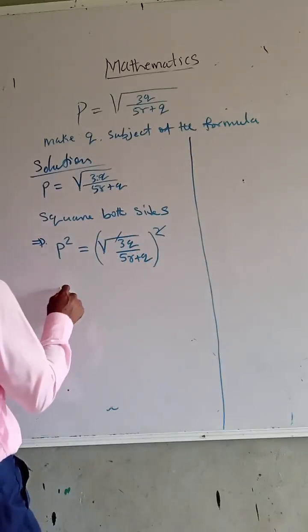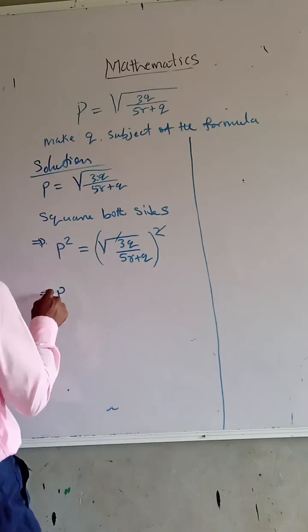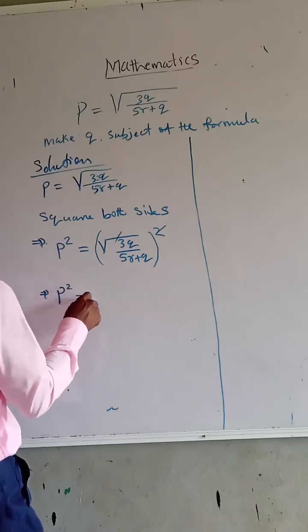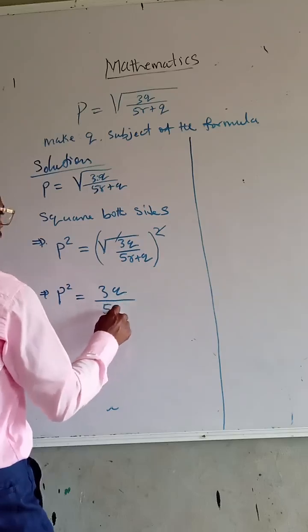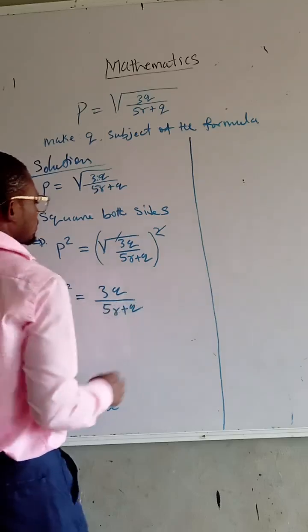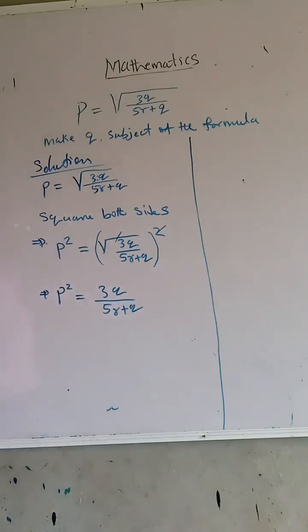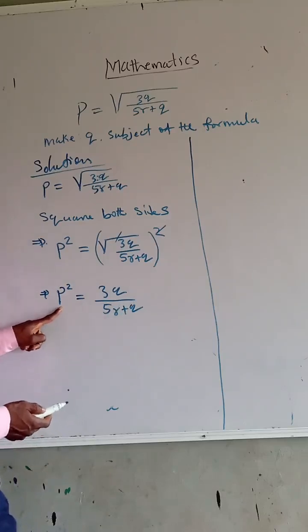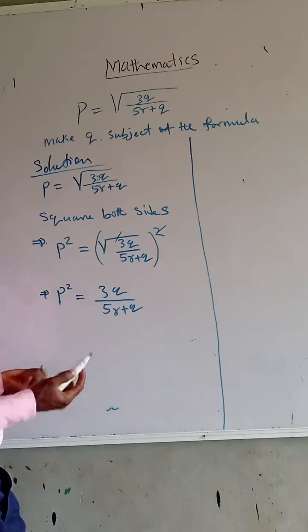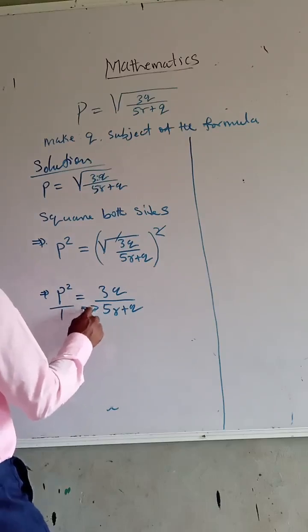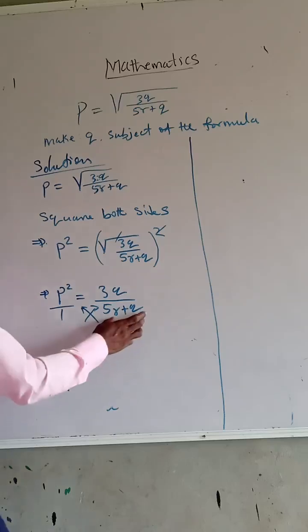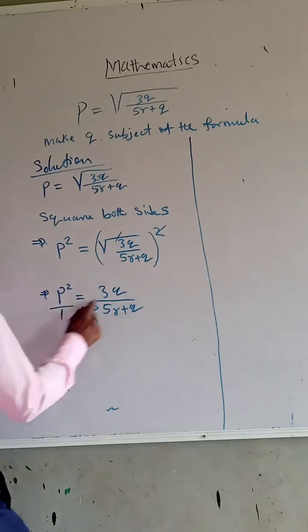Then we will now be left with p raised to power 2 equals 3q over 5r plus q. Alright. So now let's cross multiply. We will cross multiply. Let me make this left hand side also a fraction by putting 1, and then cross multiply. So that this will cross multiply this, and this will cross multiply this.